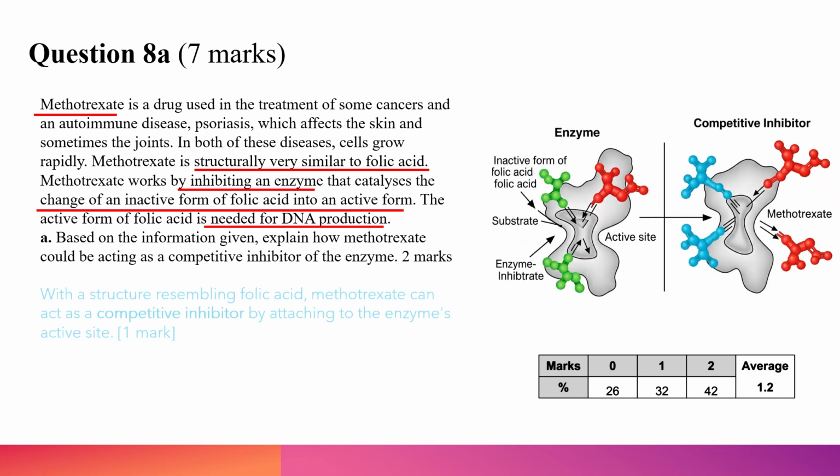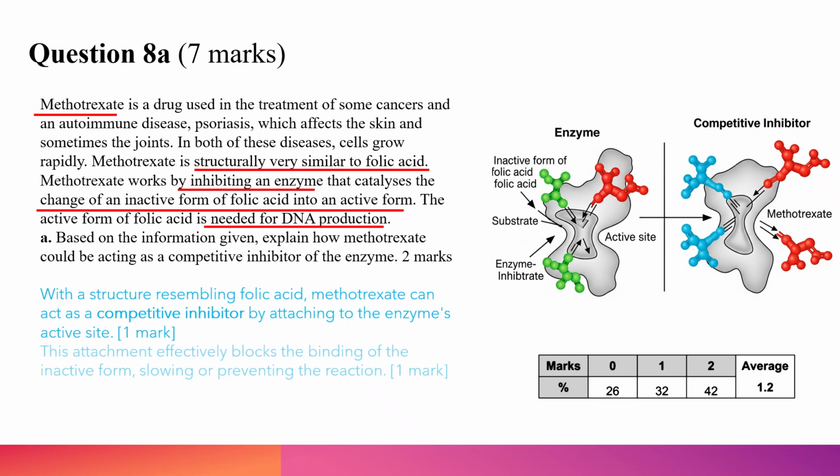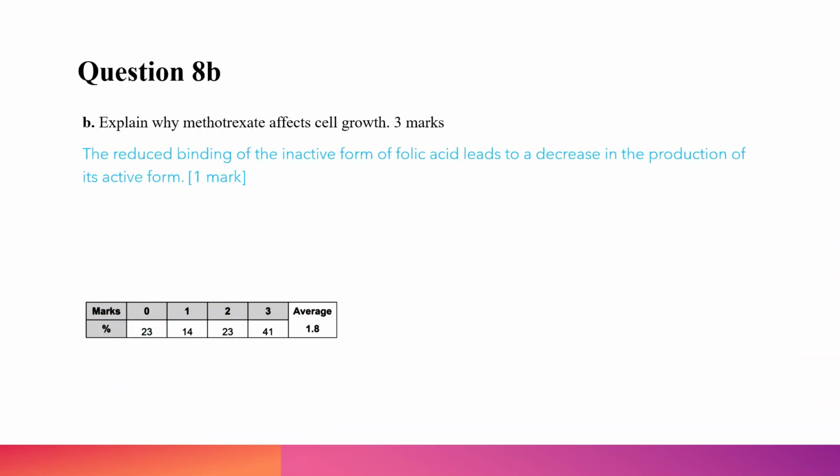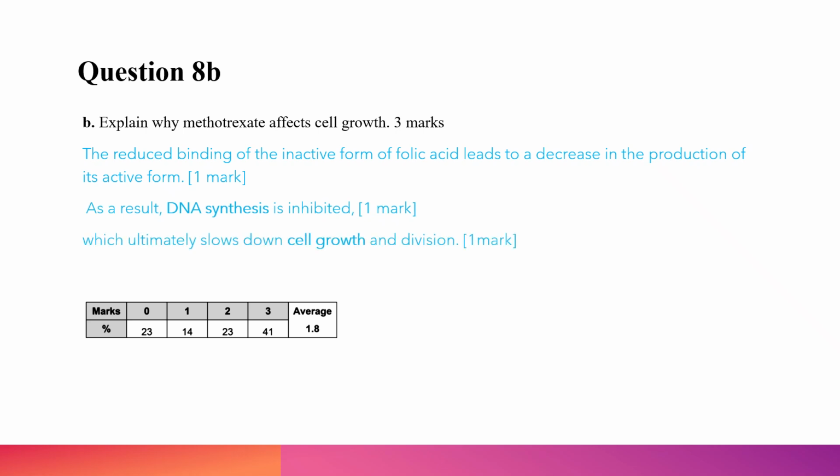With a structure resembling folic acid, methotrexate can act as a competitive inhibitor by attaching to the enzyme's active site. This attachment effectively blocks the binding of the inactive form, slowing or preventing the reaction. The reduced binding of the inactive form of folic acid leads to a decrease in the production of its active form. As a result, DNA synthesis is inhibited, which ultimately slows down cell growth and division.